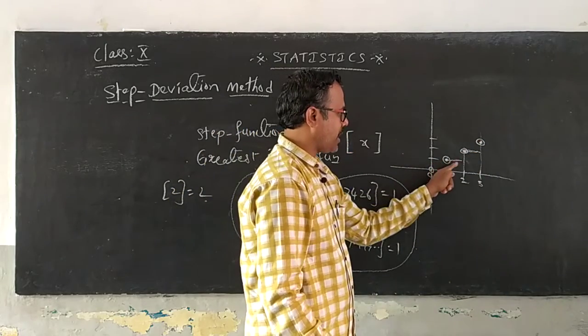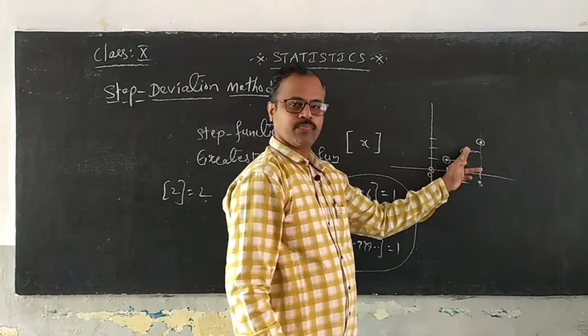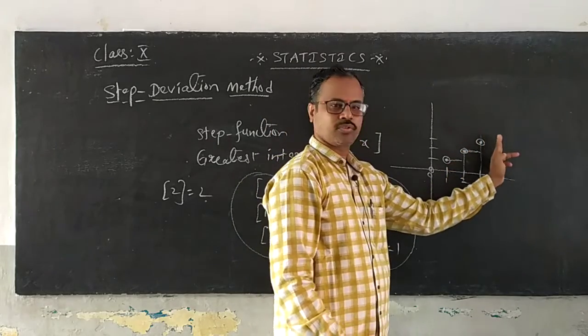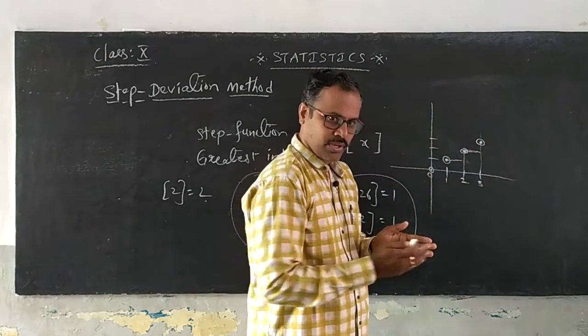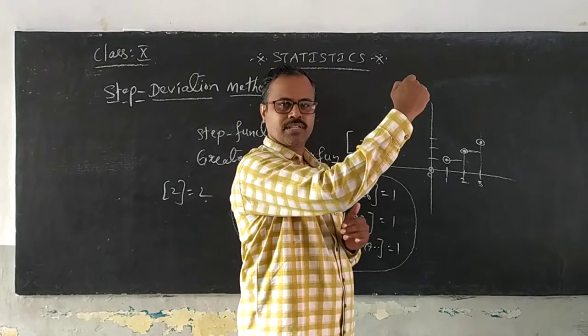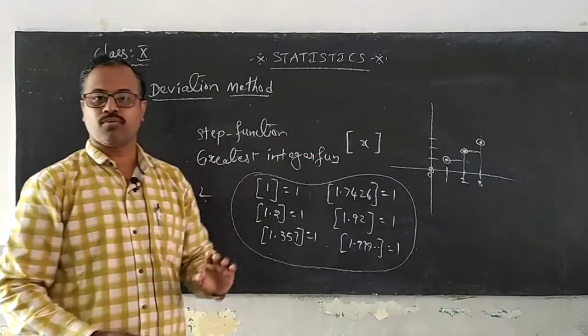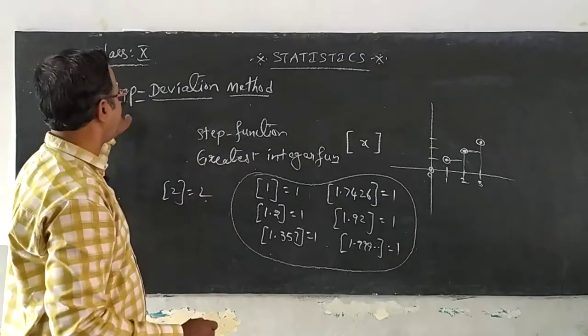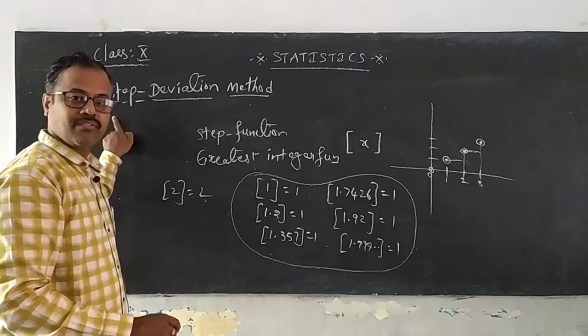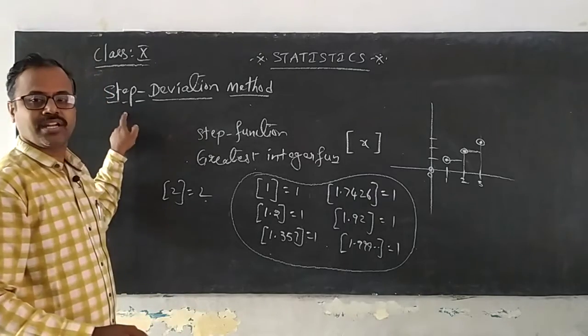When you are at the end, it automatically jumps to 2. When you are at the end, it automatically jumps to 3. So when it is about to reach 3, it goes to 3. Is it clear? So you always have only integral values, which means the step is indicated there.